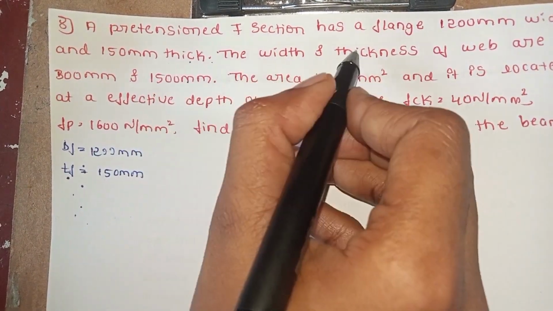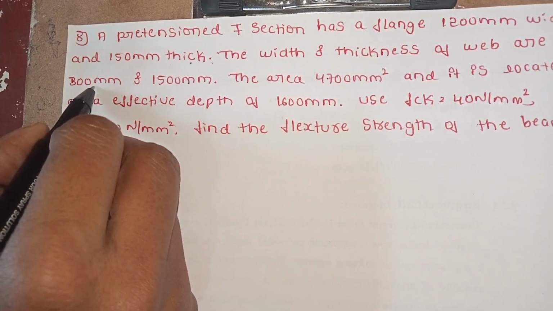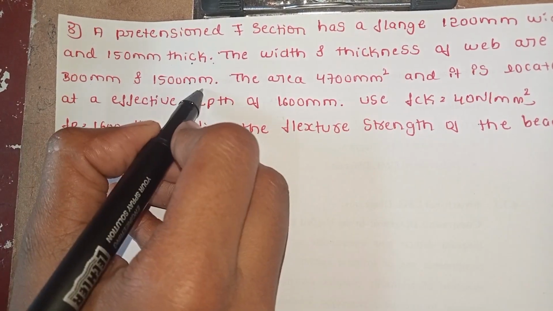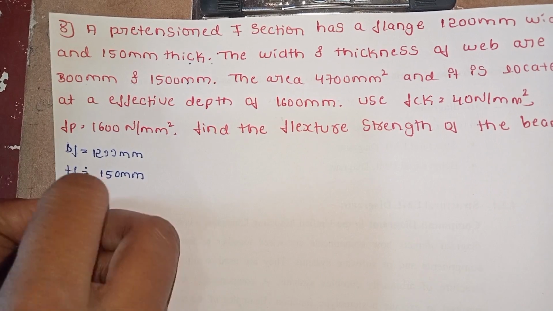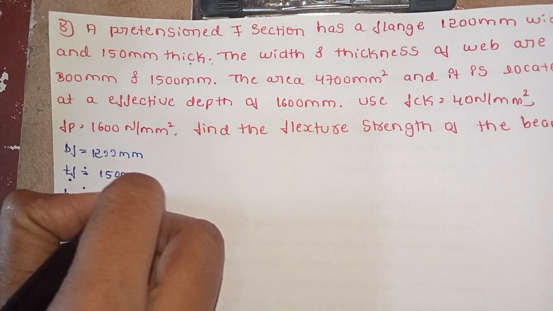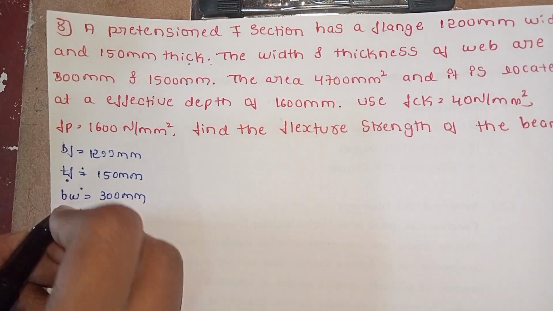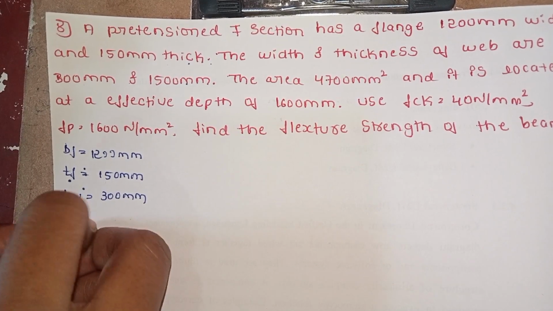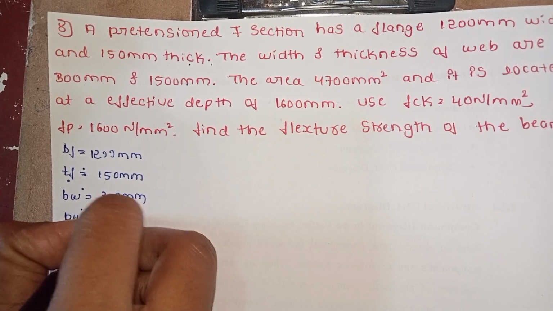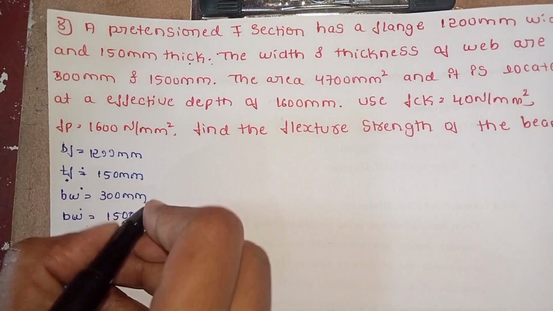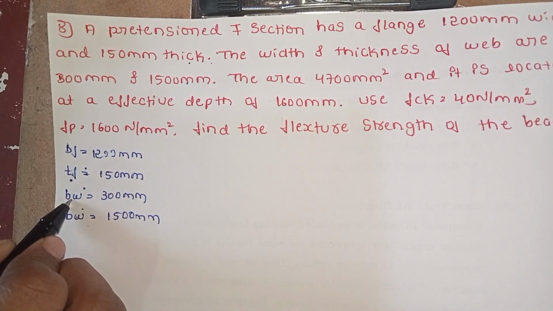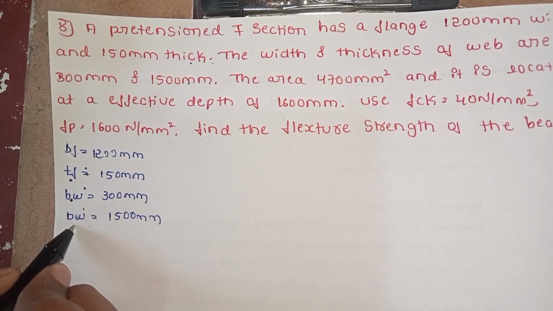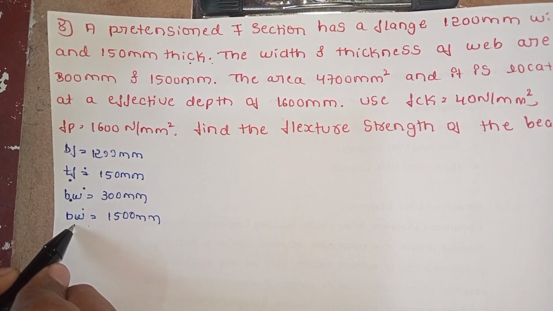Next, the width and depth of the web are 300 mm and 1500 mm, means BW equal to 300 mm and DW equal to 1500 mm. BW means width of the web and DW means depth of the web.